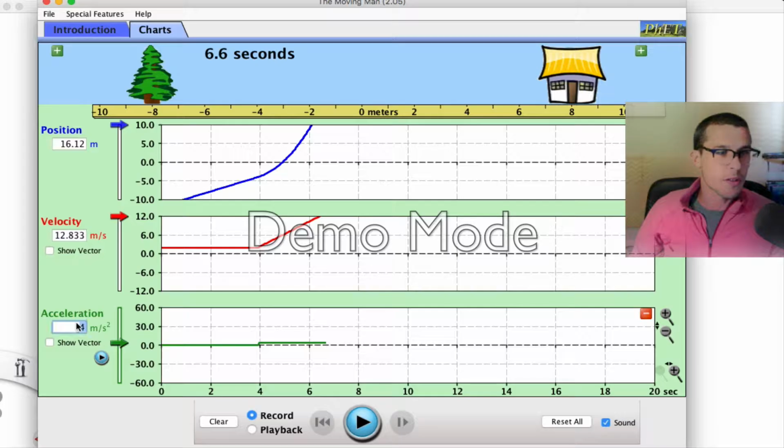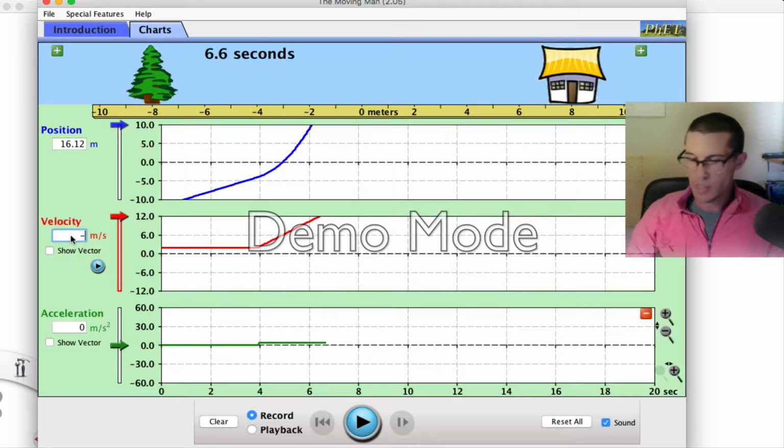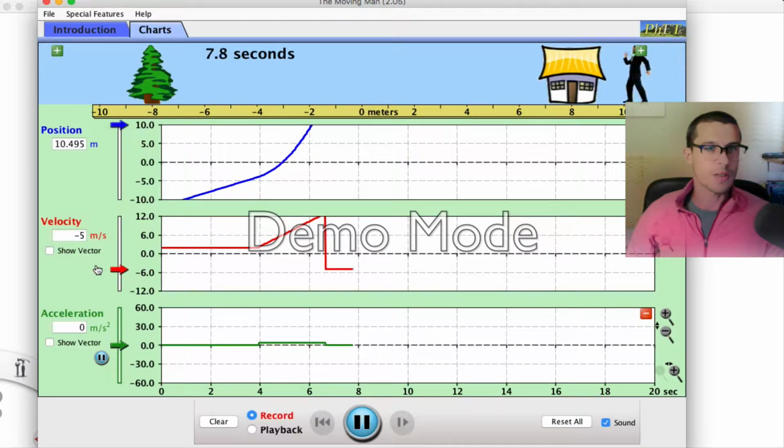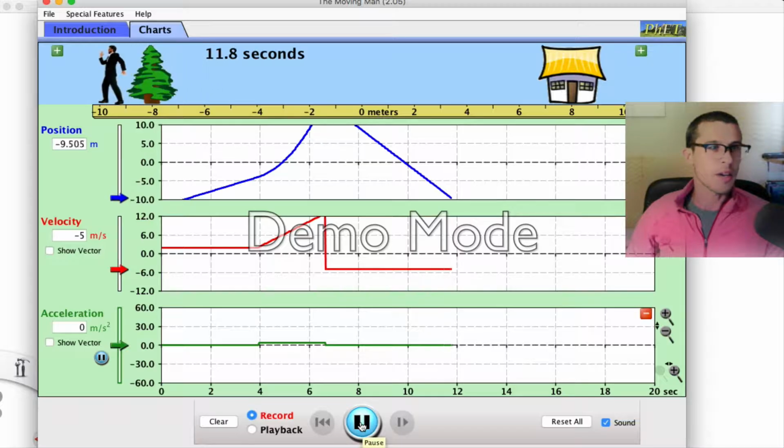I'm going to put the acceleration as zero, and he's going to turn right around. I'm going to have a negative velocity here, let's say 5 meters per second. Let's see what happens. He's going along like this. I'm going to stop him again.